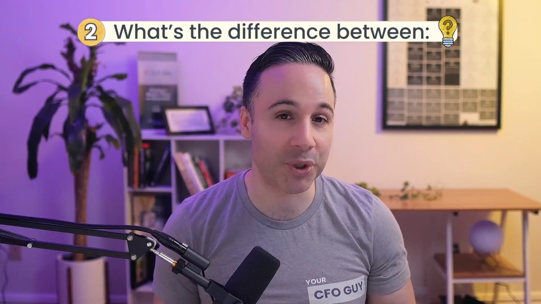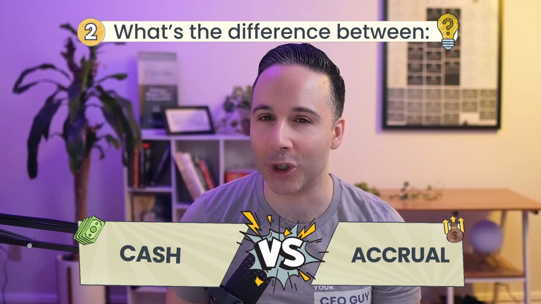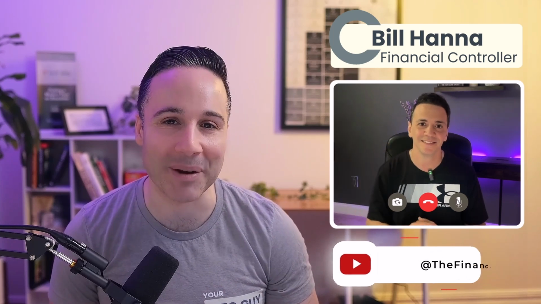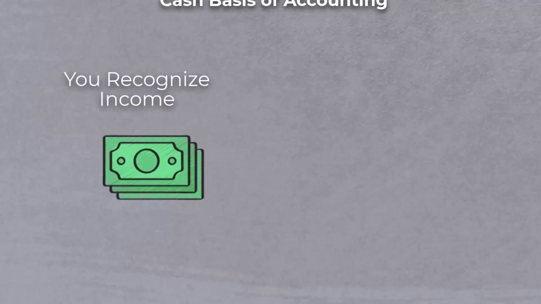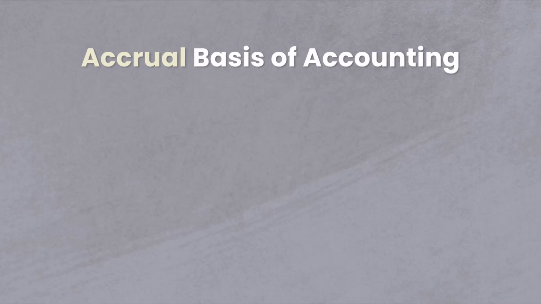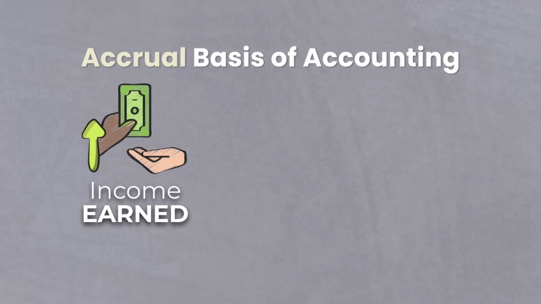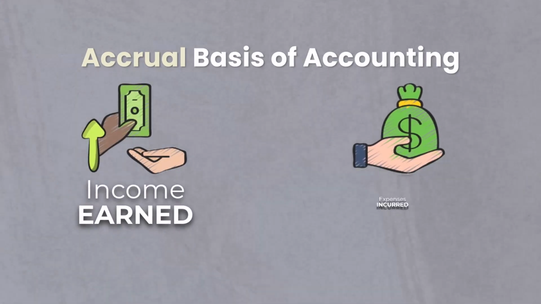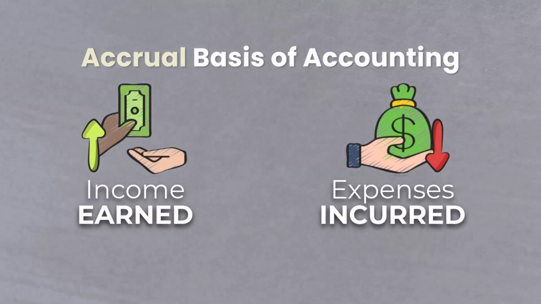What's the difference between cash versus accrual accounting? And for this, I'll ask Bill Hanna, the financial controller and owner of the Controller Academy. Okay, cash accounting means for the most part that you classify money in as income and money out as expenses. Accrual accounting means you classify income only when it's earned and expenses only when they are incurred.